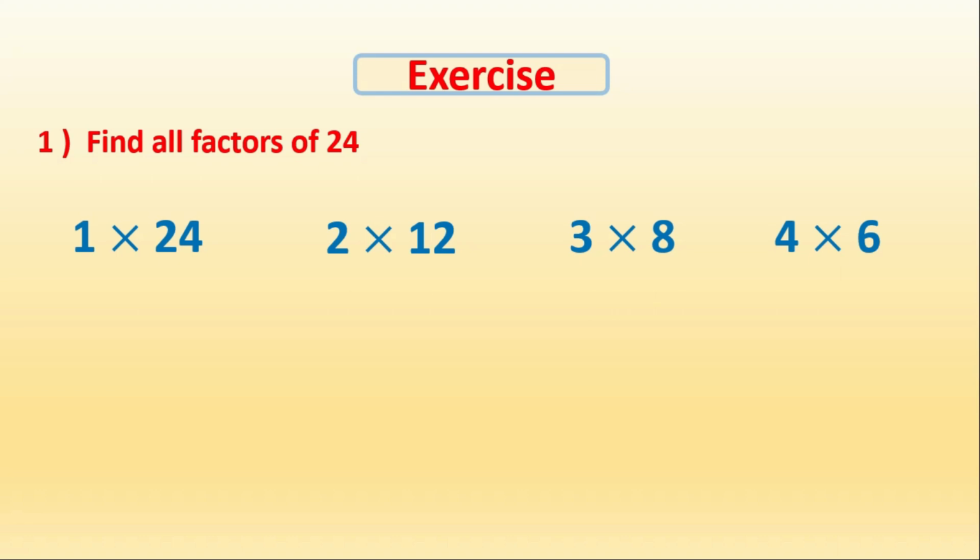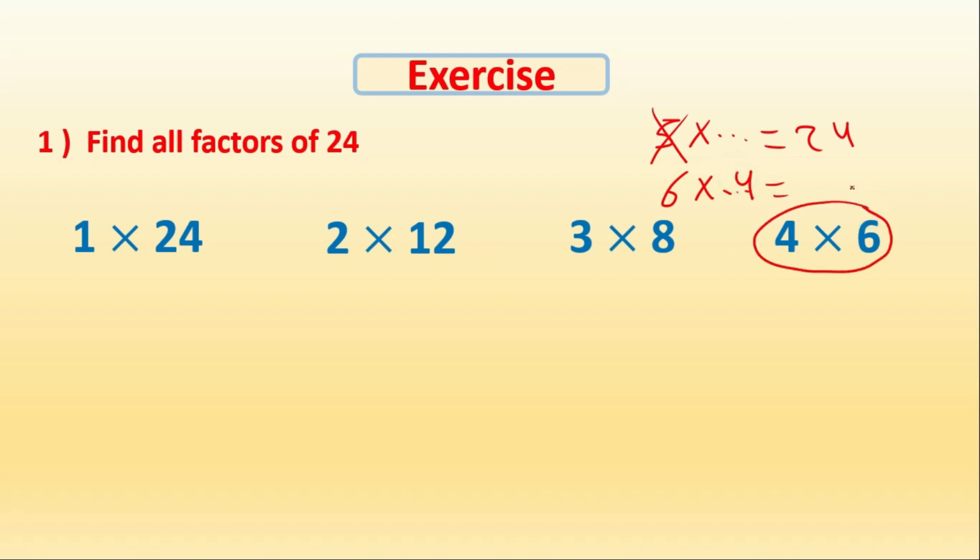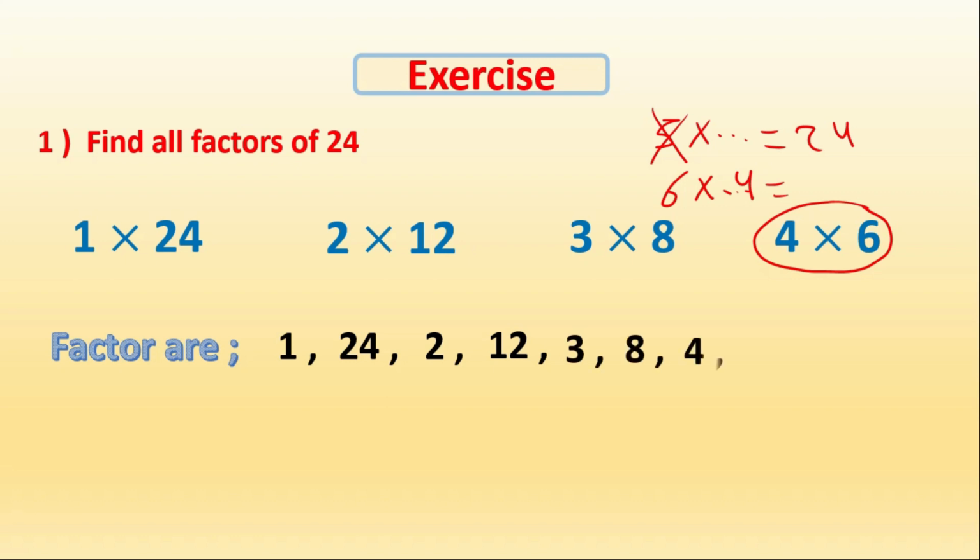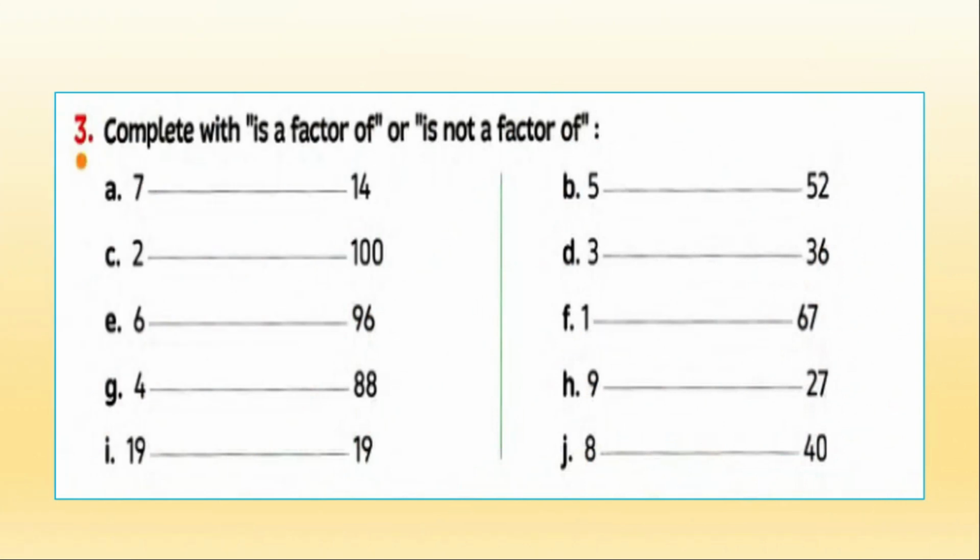5. 5 times any number equals 24? No. Okay, 6 times any number equals 24? Yes, 6 times 4. We already have 4 times 6. Got it? So the factors are 1 and 24, 2 and 12, 3 and 8, 4 and 6. Okay? The next question: complete with factor or not factor.